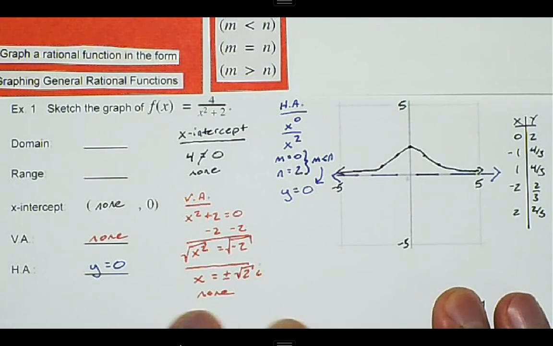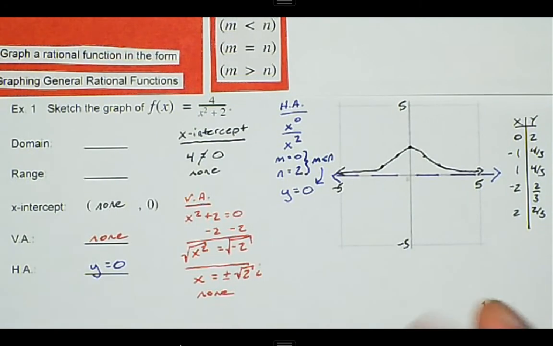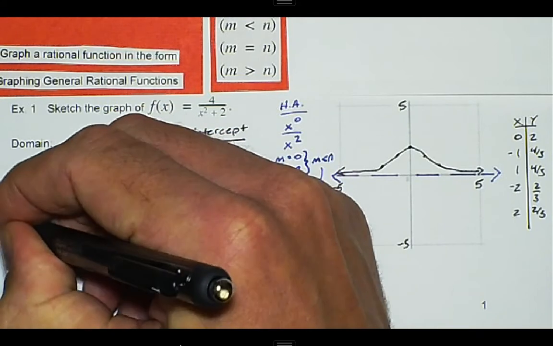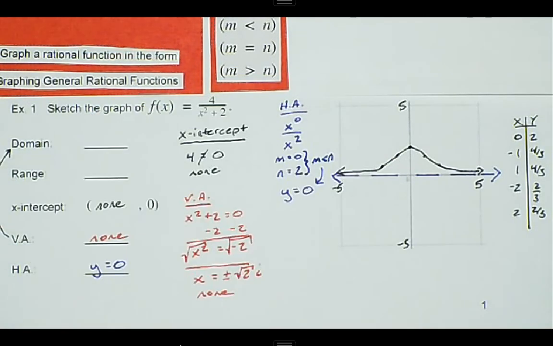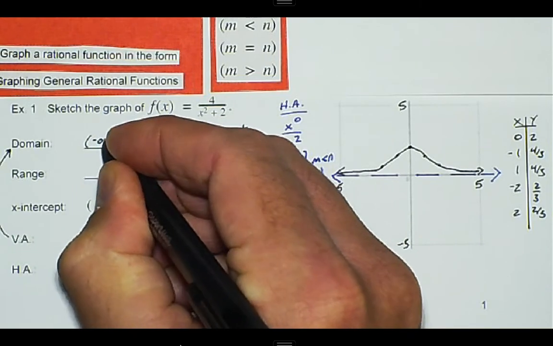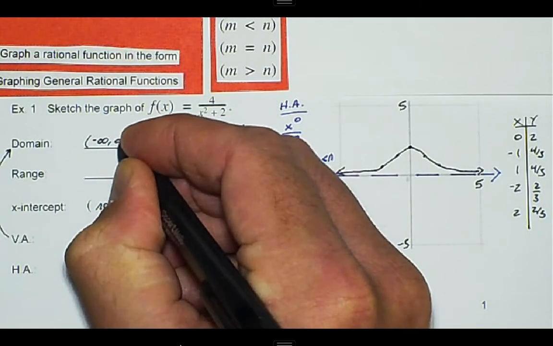Last thing we have to do is domain and range. So we didn't have any vertical asymptote. So in this case, because we didn't have any vertical asymptotes, that means it's defined everywhere. So our domain goes from -infinity to +infinity.